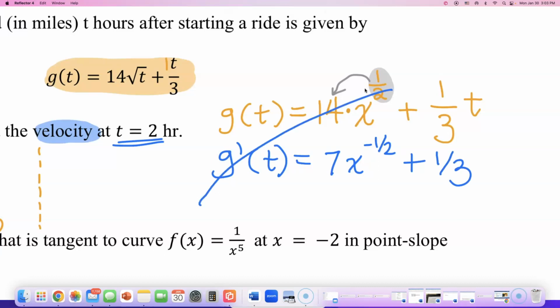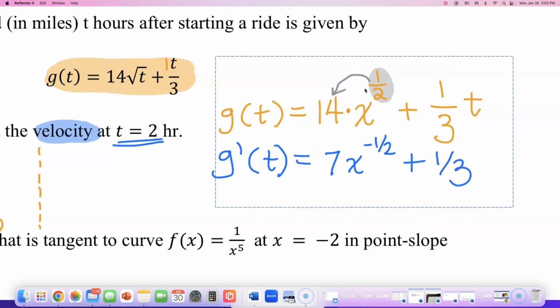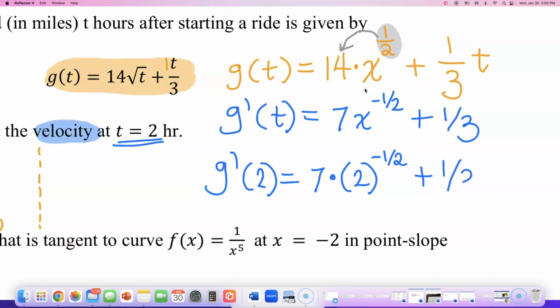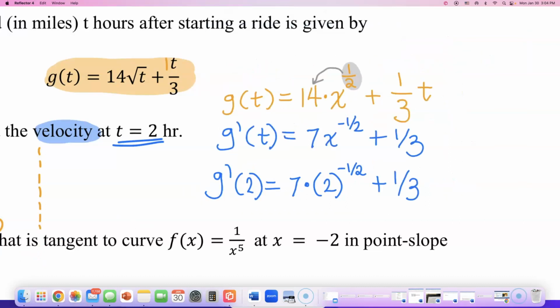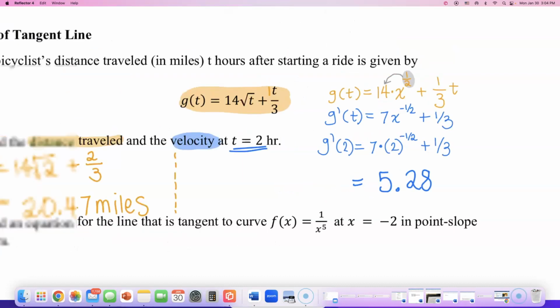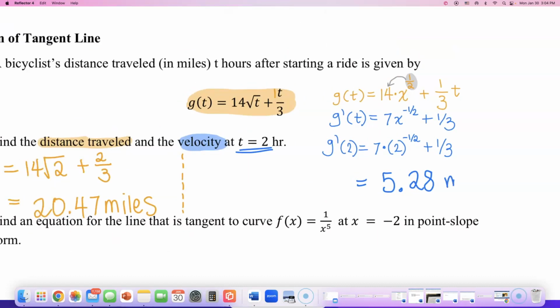Okay, now we're going to find the velocity at t equals 2. So the only thing that you have to do is plug in this 2 into the derivative function. So do 7 times 2 to the -1/2 power plus 1/3. Let me type this into my calculator and see what we get. All right. If you type that in, you should get 5.28. And let's see what the unit for this velocity or speed is. I'll say miles per hour.